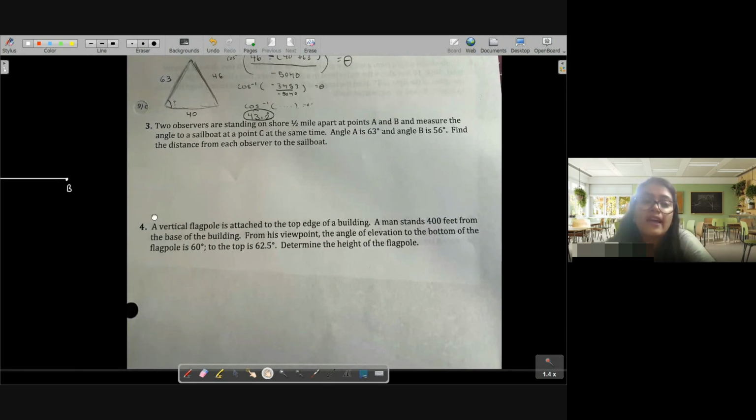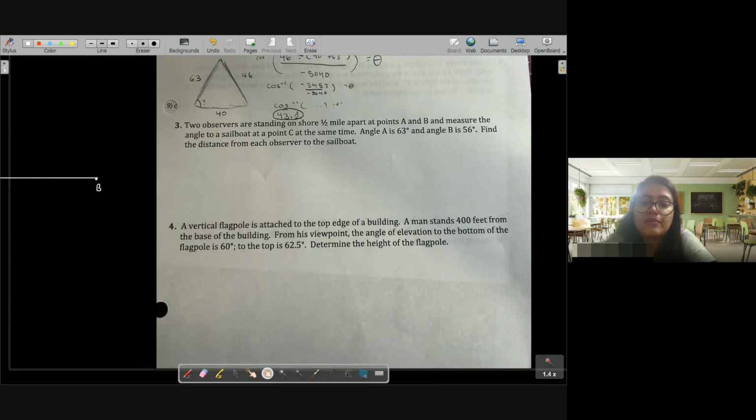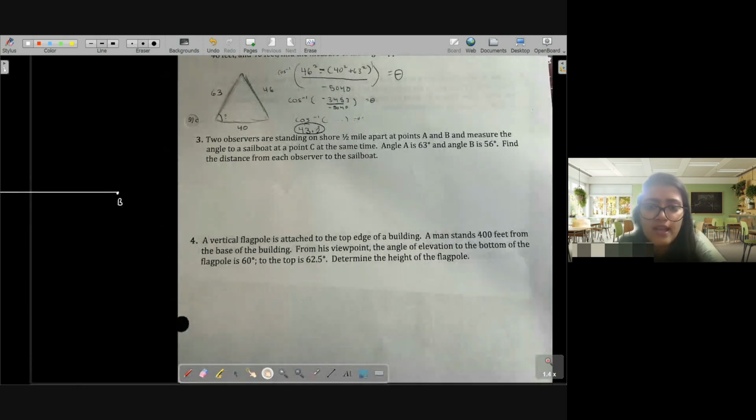Okay. Angle to a sailboat at a point C at the same time. So with sailboat, do they mean the parasailing thing? No, sailing boat is... Okay, this is on the water. But wait, I don't understand. Where is the sailboat? Where exactly is the sail?